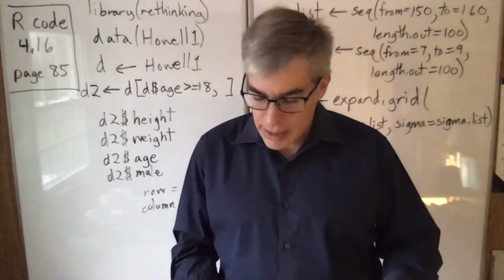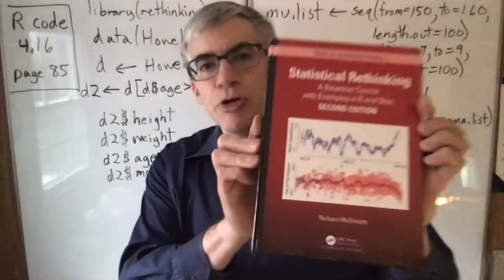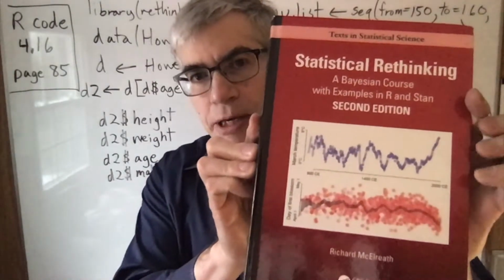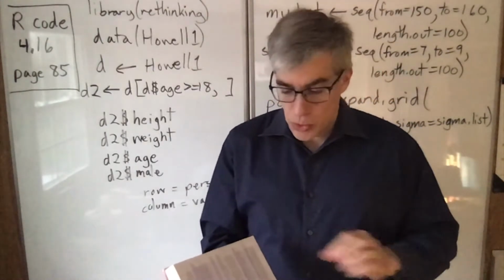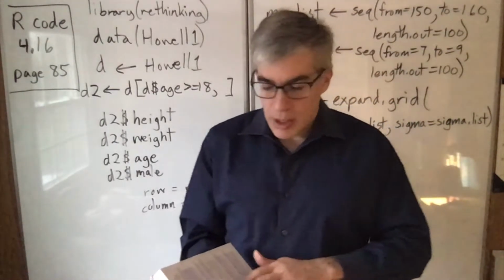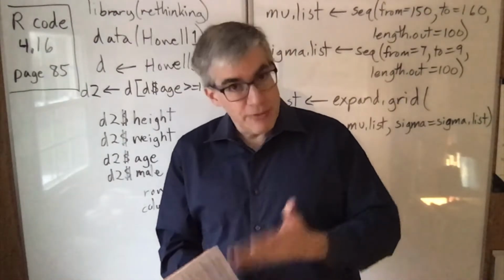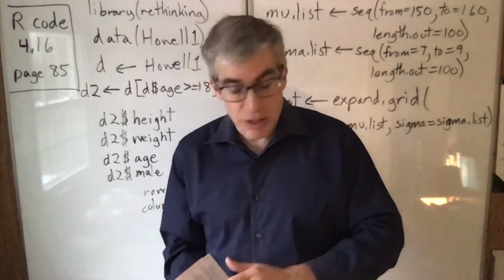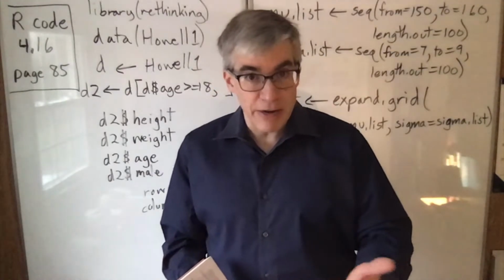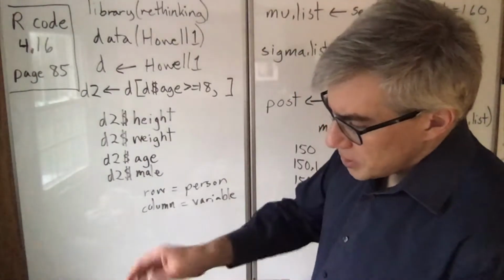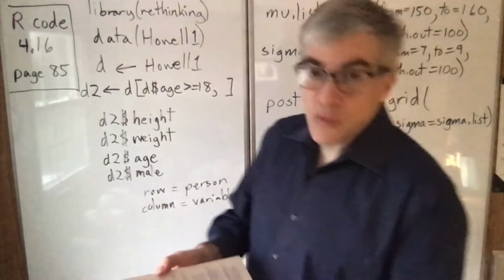Hello. I have been studying Richard McElreath's Statistical Rethinking, which is a very good book, but on page 85 there is a piece of code that is fairly inscrutable, and I spent quite a while deciphering exactly what it is and how it works. So I thought I would make a video about it to save you some of that effort. The code on page 85 is called R code 4.16.